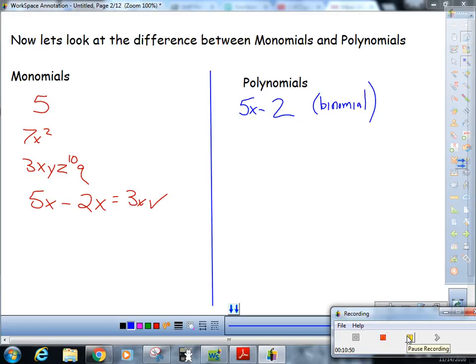All right, some more polynomials. That's a polynomial. What kind of polynomial is that? A trinomial.